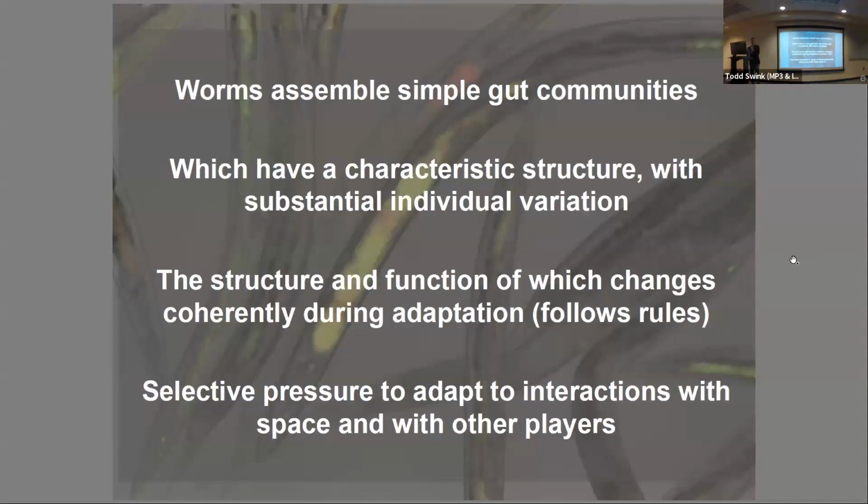Now, that's about as much as I'm going to show you there, because we're still processing a lot of those data. But what we've learned using this system is that we use the worm to assemble simple gut communities. They have characteristic ecology. Structure and the function of these communities changes coherently during adaptation. There are rules being followed. There are patterns, and there's a lot of variation that comes with those patterns. These are not deterministic patterns. These are patterns of variation.